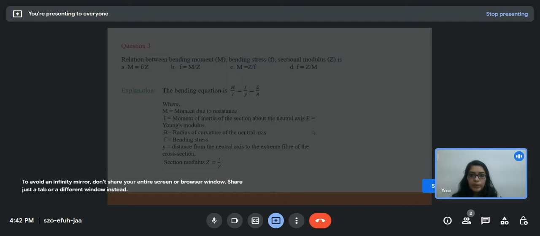So f is equal to M y by I, which is M divided by I by y, which is nothing but M by Z. So the correct option is option B, f equal to M by Z.